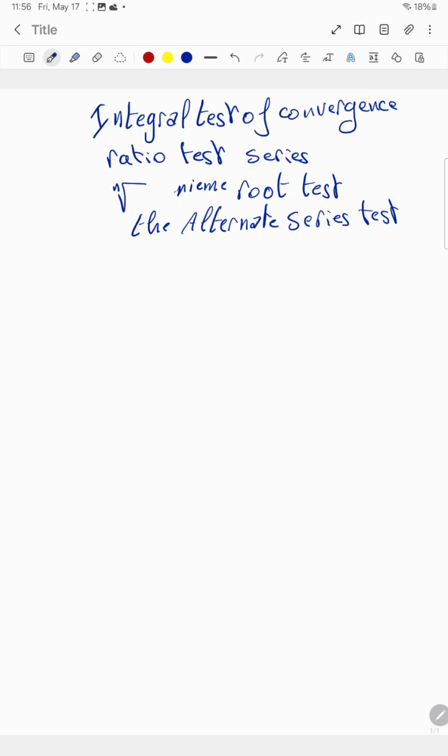To be able to use the integral test of convergence, we have to make sure that the series is continuous, positive, and descending. If it meets those three conditions, we can use the integral test of convergence. Let's take an example.